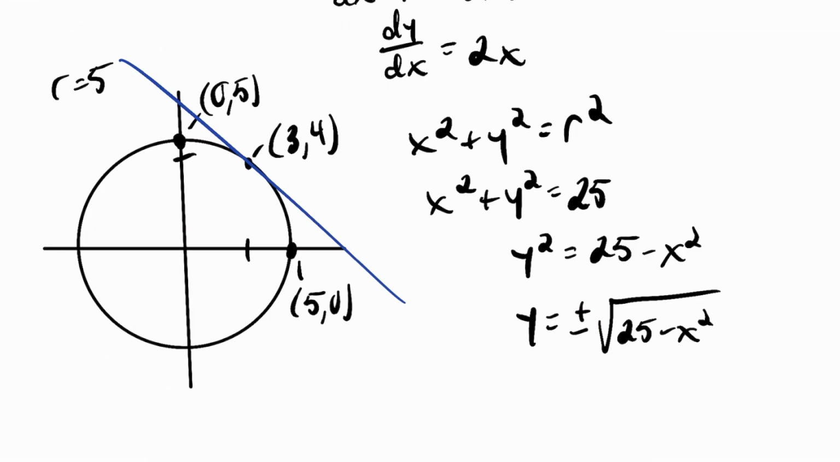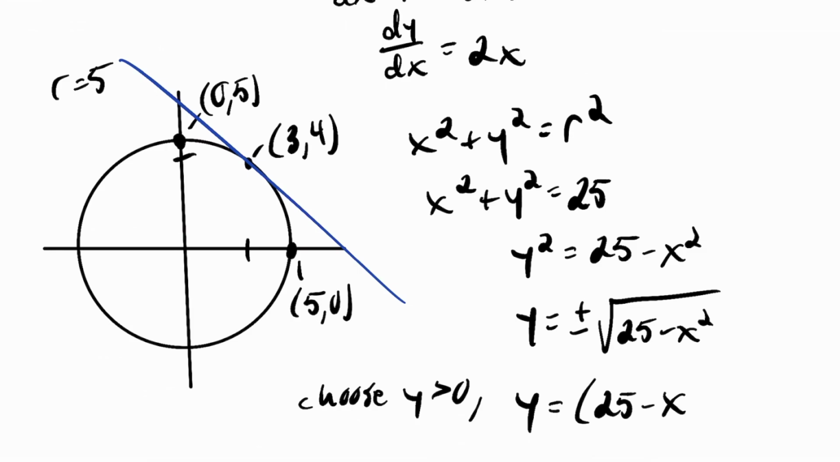Let's say I choose y greater than 0, so we'll say that y equals 25 minus x squared to the 1/2 power. And we could go find the derivative with that, and it would work fine. No big deal. But this is getting increasingly complicated.